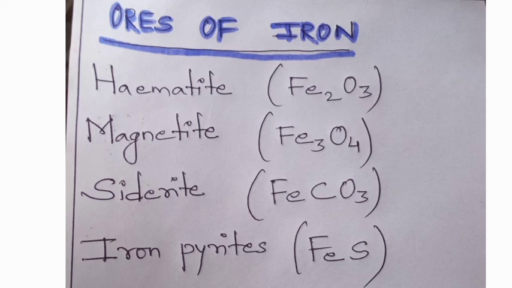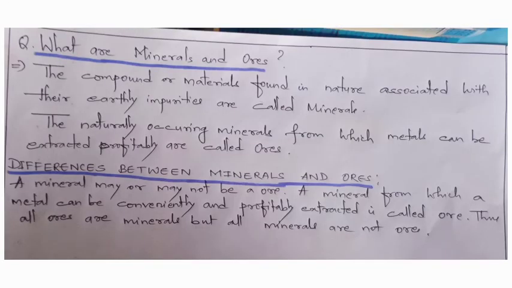Now we will discuss some of the questions from this topic. If we are asked what minerals and ores are, we have to say that minerals are compounds or materials which are found in nature and formed by processes prevalent in nature, and an ore is a naturally occurring material from which metals can be extracted profitably. In this way, minerals and ores can be defined.